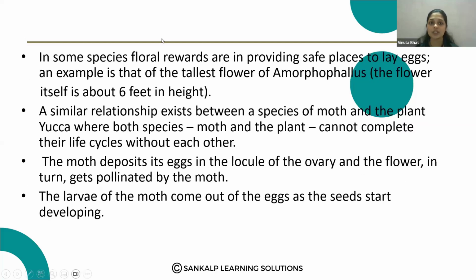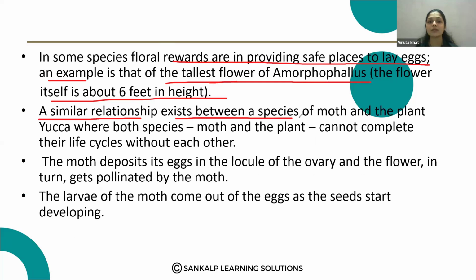In some species, floral rewards are providing safe places to lay the eggs. An example is the tallest flower, Amorphophallus, very important. It is about 6 feet in height. A similar relationship exists between the species of moth and the yucca plant, where both species, the moth and the plant, cannot complete their life cycle without each other.